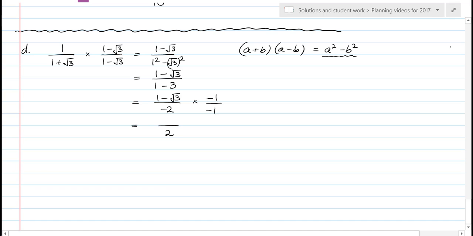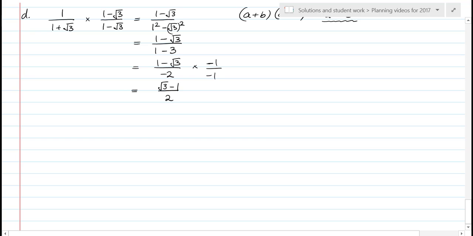The bottom just becomes 2, the denominator. The numerator, the negative root 3 becomes positive, and the positive 1 becomes negative. So we can just swap those terms around, swap whether they're negative or positive, and the denominator becomes positive. And that's our final answer. So 1 over 1 plus root 3 is the same as root 3 minus 1 over 2, but now it has a rational denominator. It's rationalised.